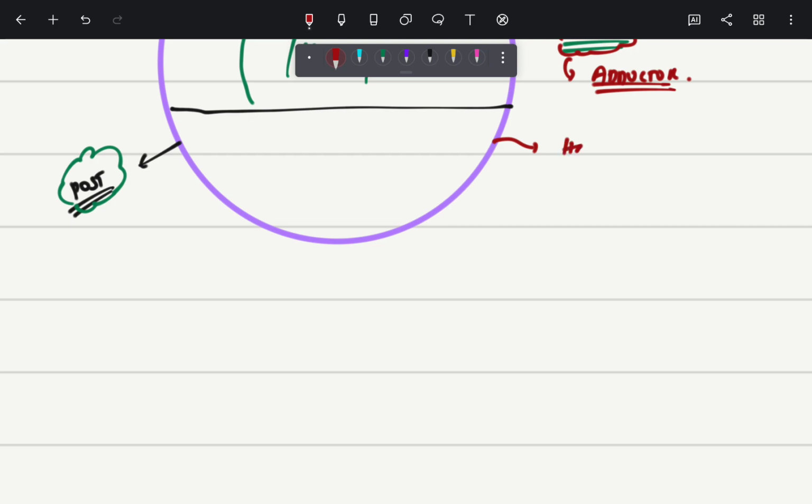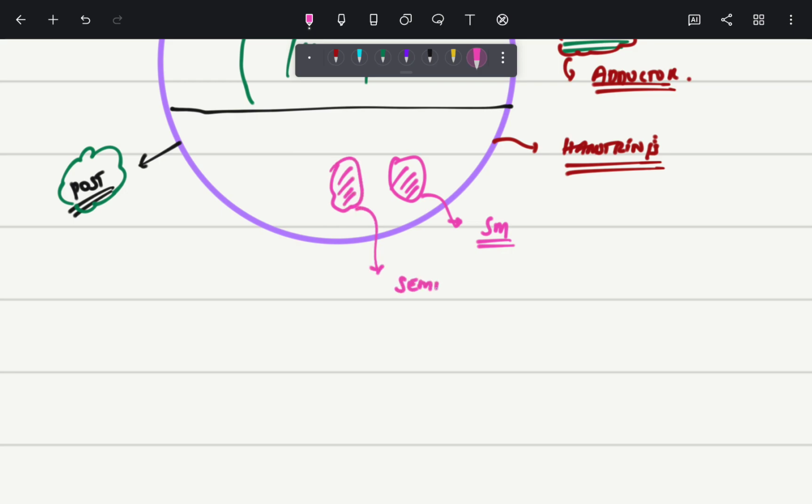Next we are going to talk about the muscles in the posterior compartment, and usually the muscles in the posterior compartment are your hamstrings. And what are your hamstring muscles? One is your semimembranosus muscle, the other one is your semitendinosus muscle, and finally we have the most important one, the biceps femoris.